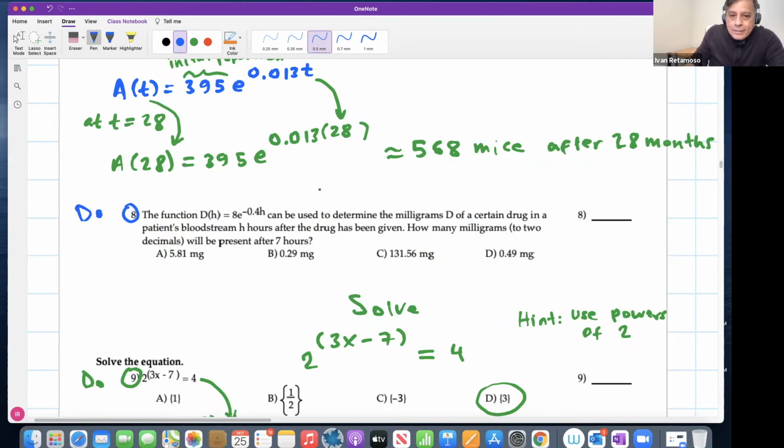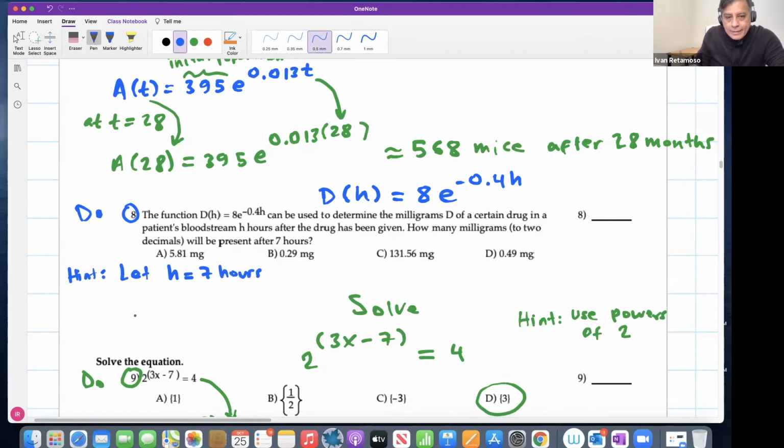Yeah, very good, guys. So try this. This is the equation or the function, and it's given, so just use this. Hint, let h be 7 hours, right? And then do the substitution as I did before there. And compute this, d of 7, using your calculator. Go ahead, guys, go ahead, try it out.